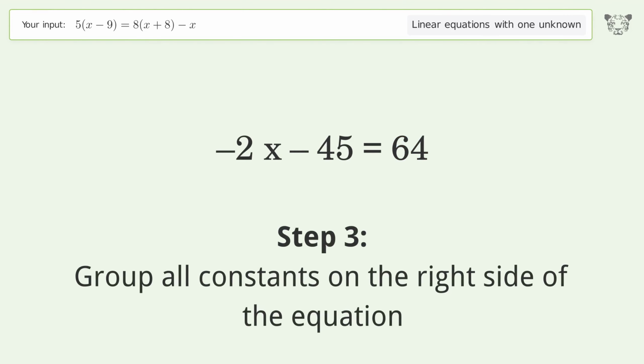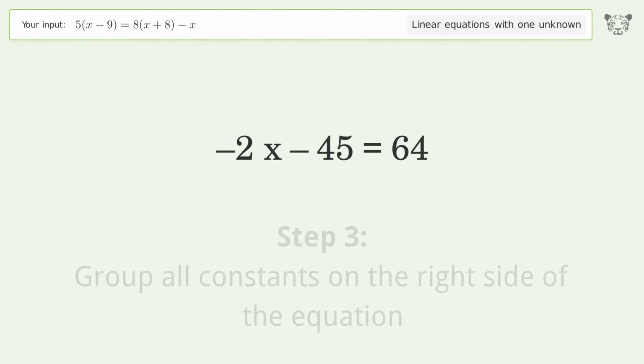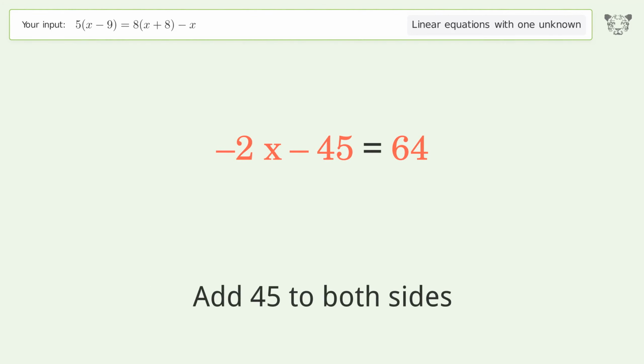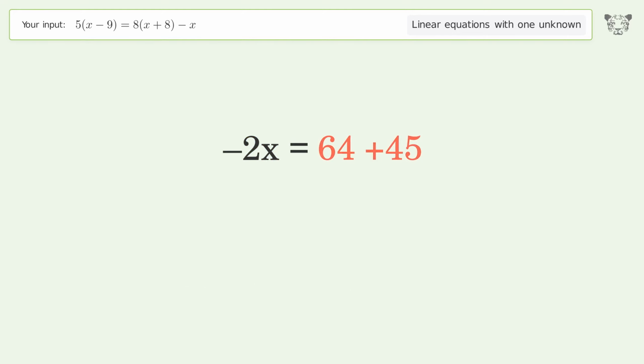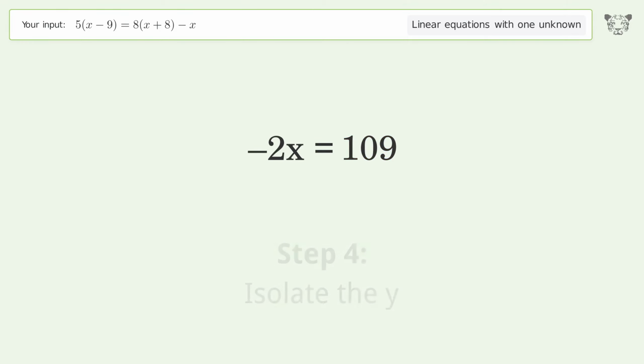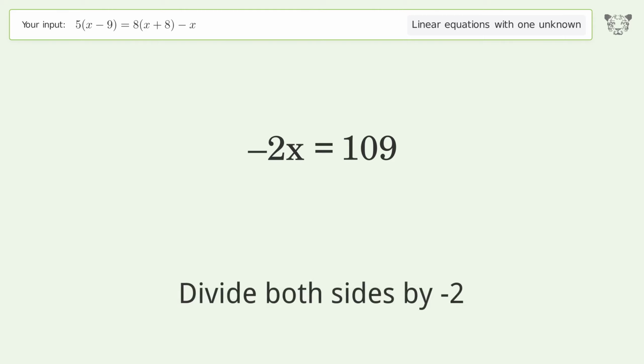Group all constants on the right side of the equation. Add 45 to both sides. Simplify the arithmetic. Isolate the y. Divide both sides by -2.